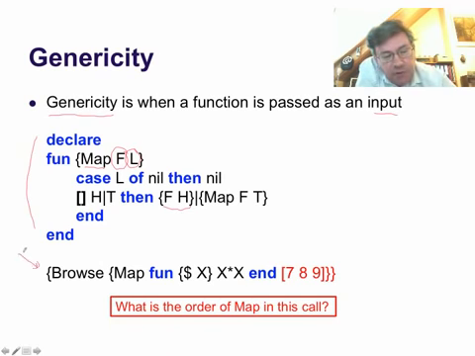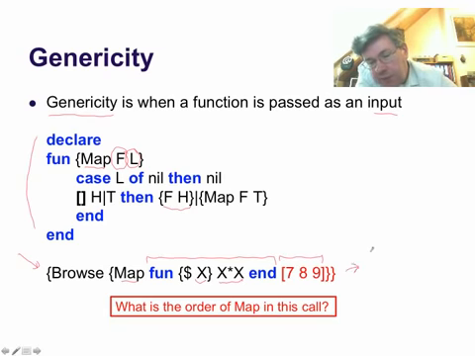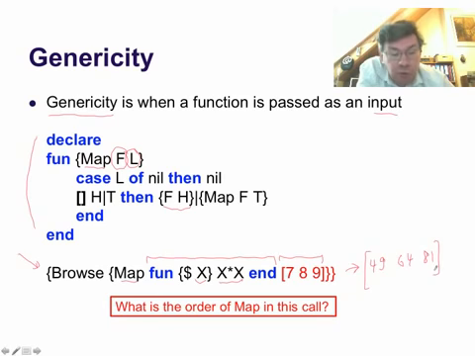So for example, here's an execution. We do a map. We have here an anonymous function which takes an argument x and returns x squared, and we apply this on the list 7, 8, 9, and this will return what? Well, the list of squares. So 49, 64, 81, a list of 3 elements. Question for you, what is the order of map in this particular call? Well, fun here, the anonymous function that we give as input, is first order because the arguments here are numbers. So map is going to be second order.